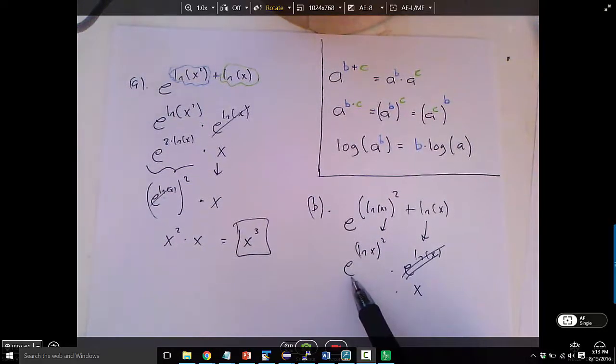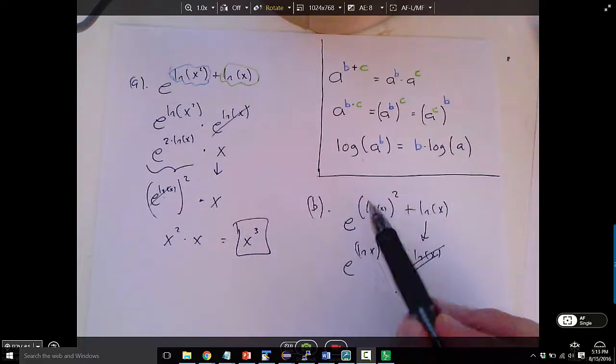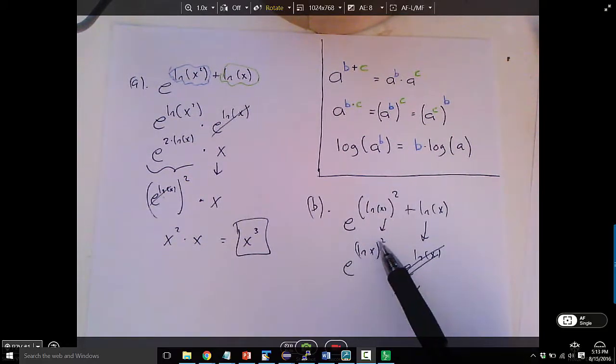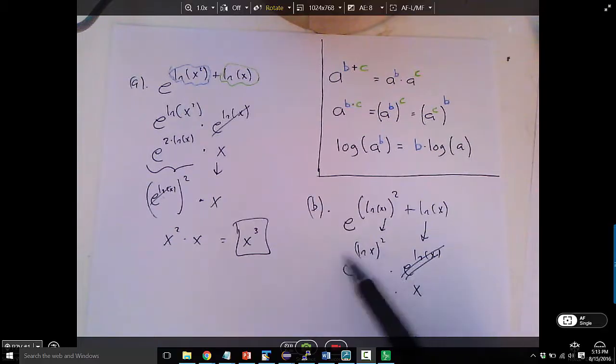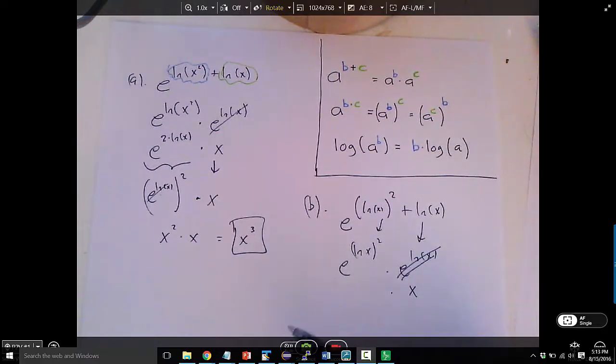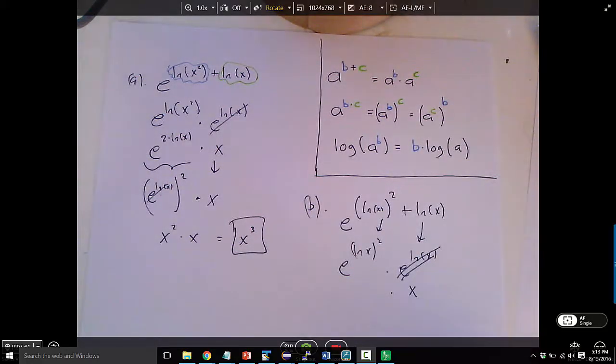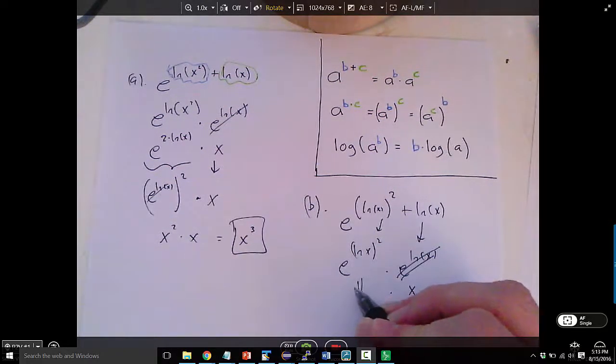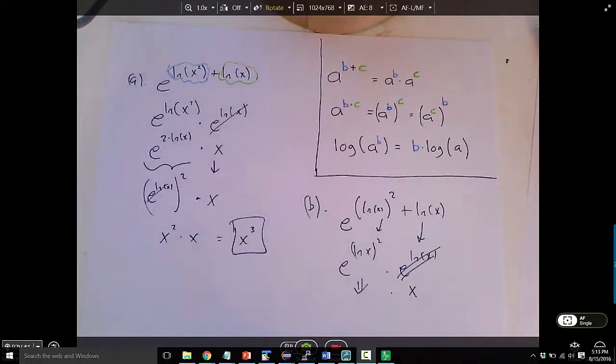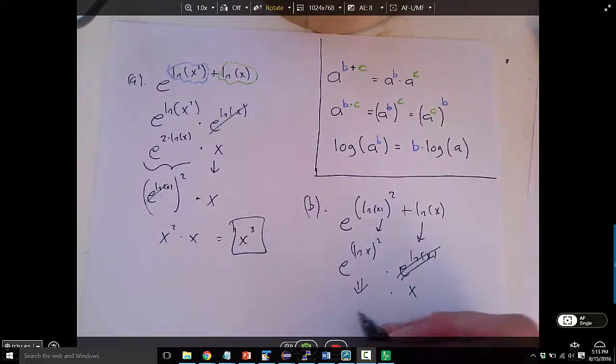So what am I going to do here? I can't bring this 2 down to the front because it doesn't fit this form. The exponent here is on the outside, not the inside. I take the natural log and then I square it. It's not that I square x and then take the natural log. So none of these rules obviously apply right now. If you feel stuck, just try to massage it a little bit, rewrite it in an equivalent way. I know squaring something is like multiplying it by itself.